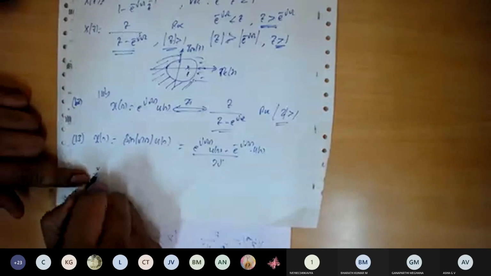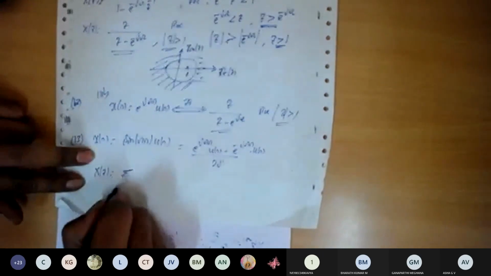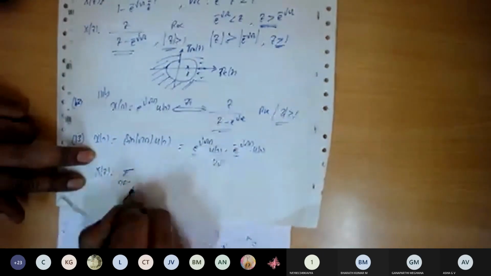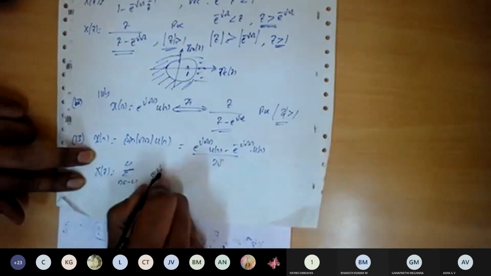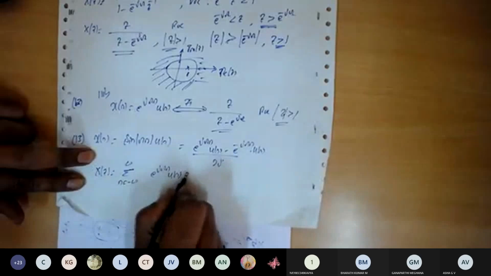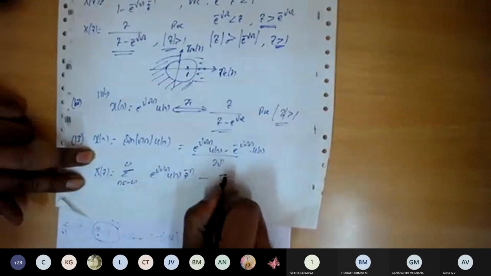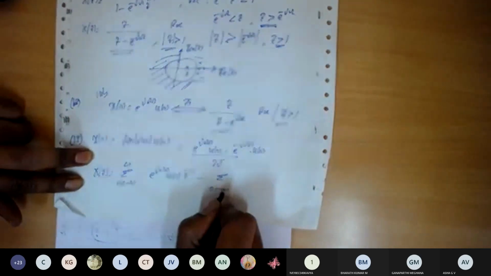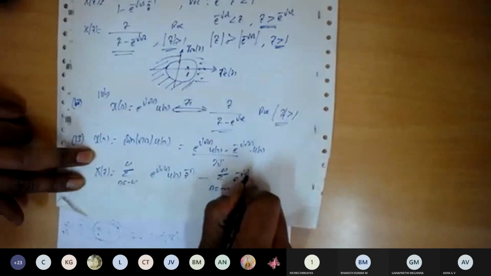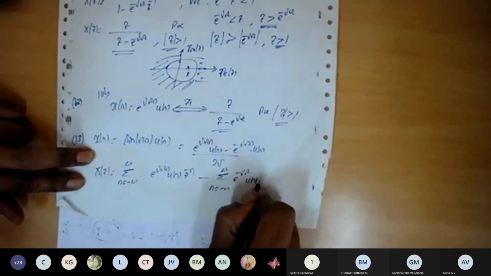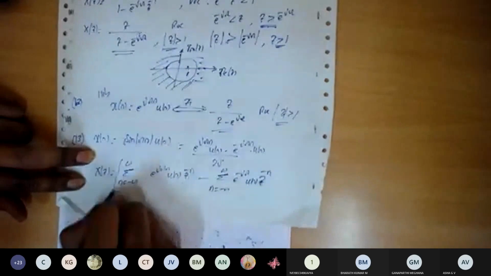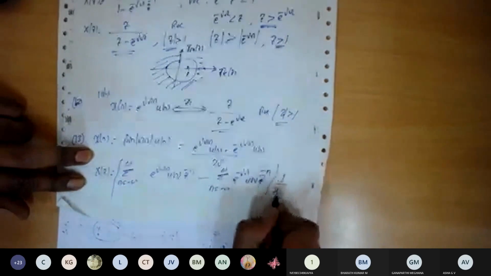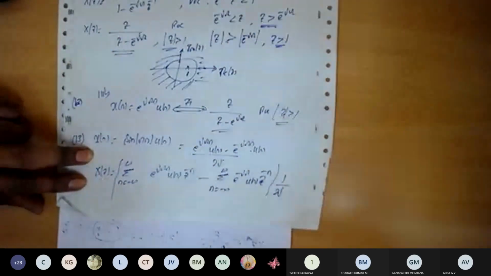So we'll consider the z transform x of z is equal to, I'm going to split the summation accordingly, from minus infinity to plus infinity. 1 by 2j is common. So e to the power of j omega n into u of n into z to the power of minus n, minus the other summation, e to the power of minus j omega n into u of n into z to the power of minus n. This whole thing is multiplied by 1 by 2j.